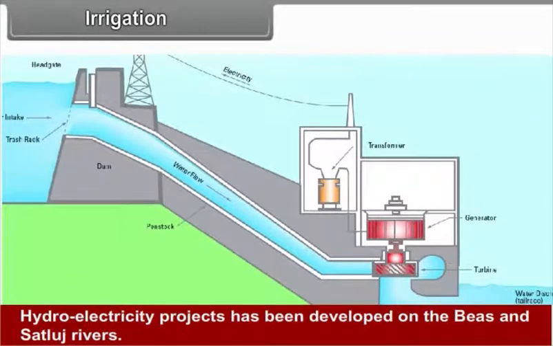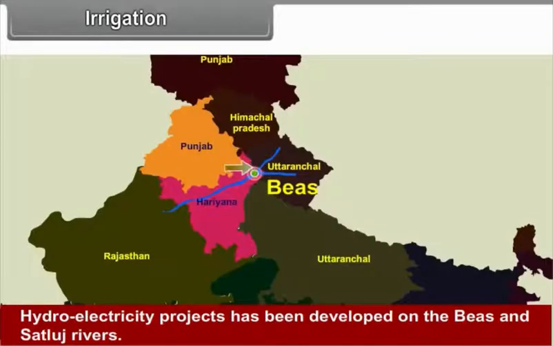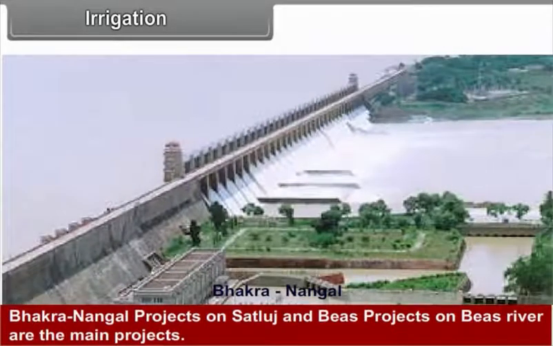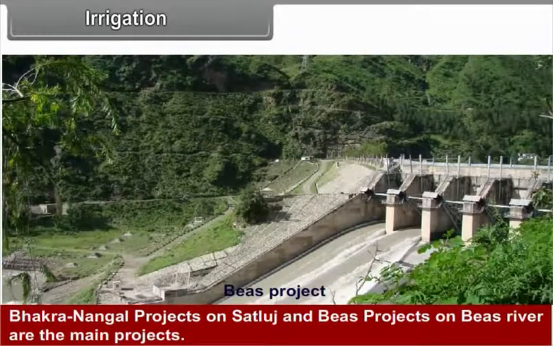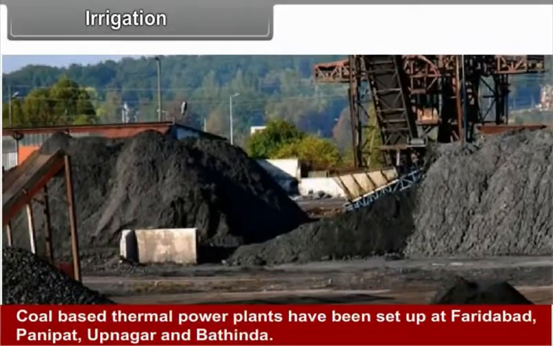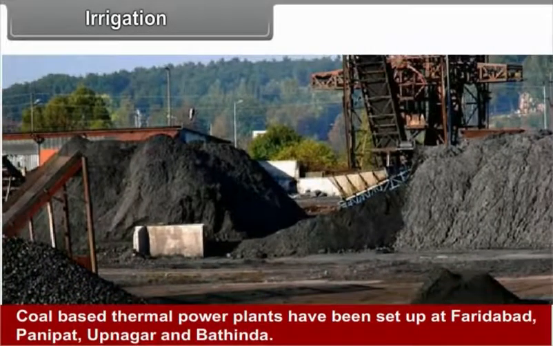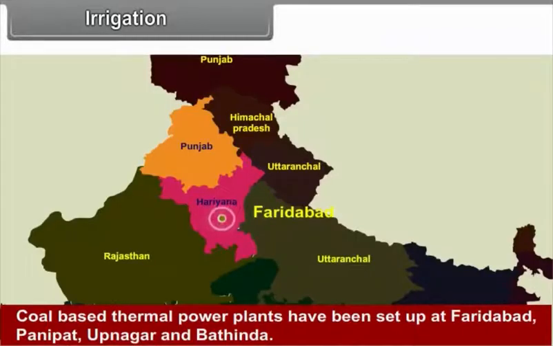Hydroelectricity projects have been developed on the Beas and Satluj River. Bhakra Nangal project on Satluj and Beas project on Beas River are the main projects. Coal-based thermal power plants have been set up at Faridabad, Panipat, Roopnagar and Bhatinda.